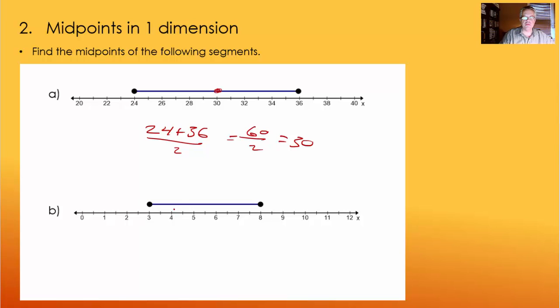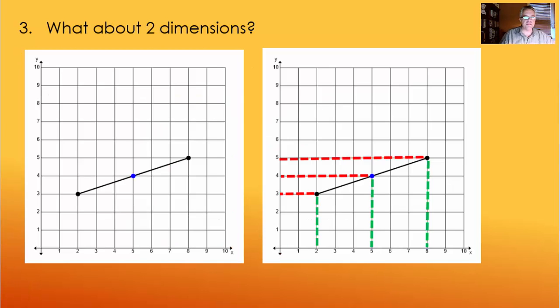Okay, let's do this one. To find the midpoint, we're going to do 3 plus 8 divided by 2, which is 11 over 2. It's a decimal this time, but that's fine. 5.5. If we graph 5.5, sure enough, it's the midpoint of the segment. So if we have a segment in one dimension, we just take the average of the endpoints. All right, but we want to up this a little bit.